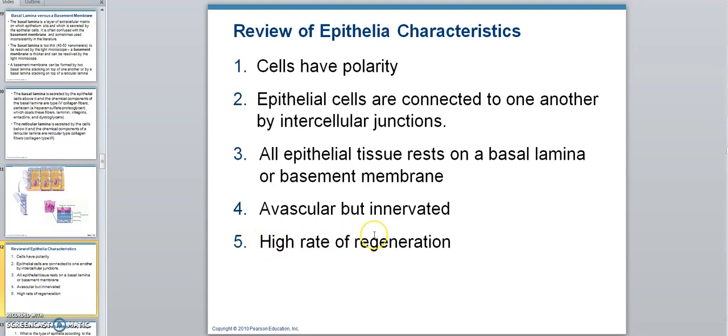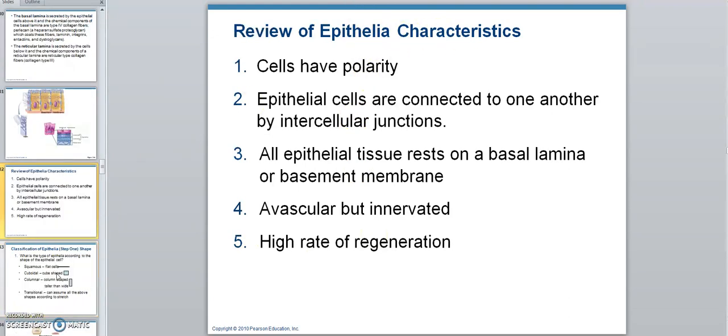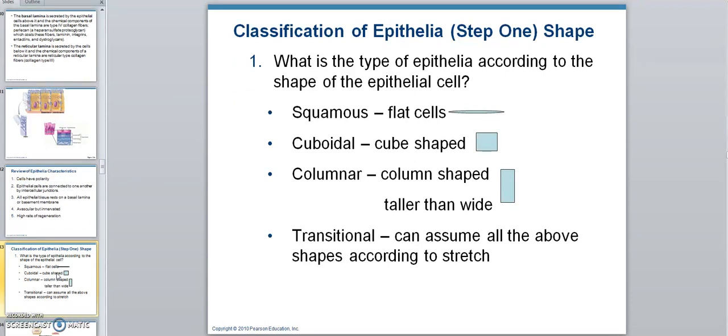Okay? So now we've talked about the epithelial characteristics. Now we're going to start a new video, and we're looking now at classification of epithelia. Starting a new video.